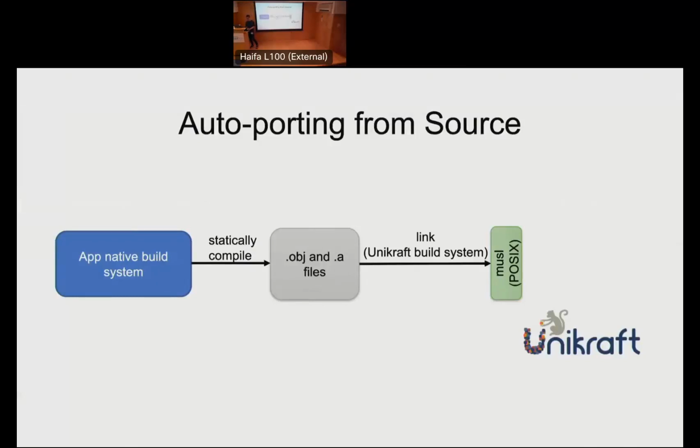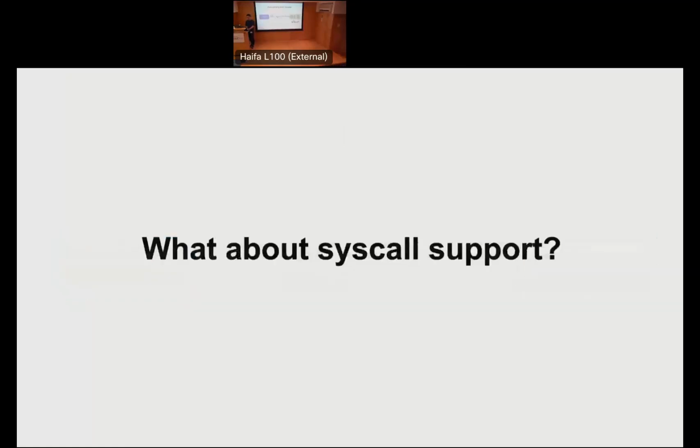Muscle, of course, will expect Linux underneath, and so it will try to make system calls. To address this, we have a system call shim layer that interfaces with the actual system call implementations in Unikraft, themselves sitting on top of the Unikraft kernel. So that was for the principles.